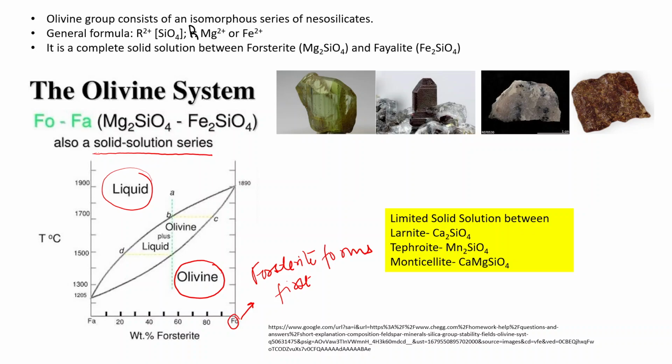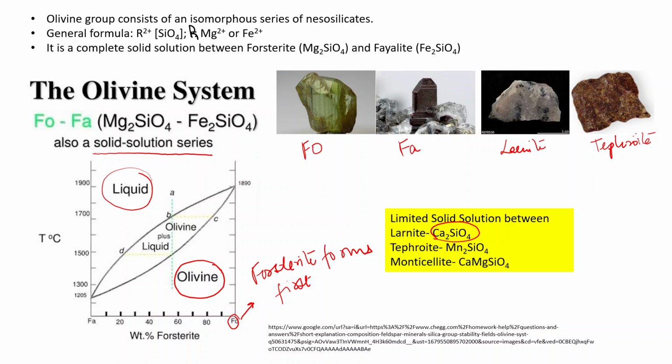So if you look at this first figure over here, this is forsterite, then this is fayalite, this is Larnite. So what is Larnite? Larnite is calcium bearing olivine. So there are limited solid solutions between the olivine forms. So if it is Ca2SiO4, it is Larnite. If it is Mn2SiO4, it is tephroite. Then we have monticellite, where CaMgSiO4.